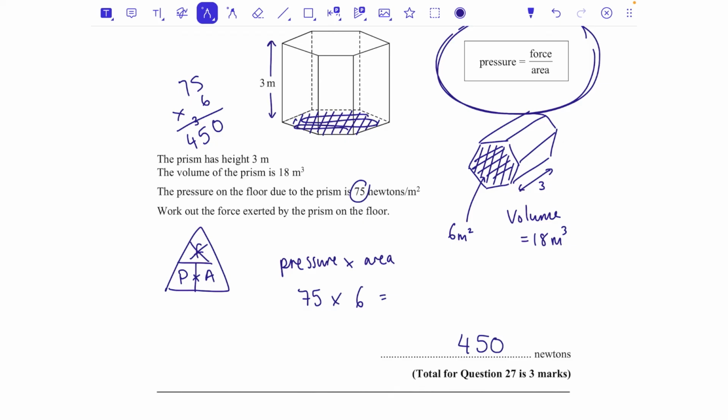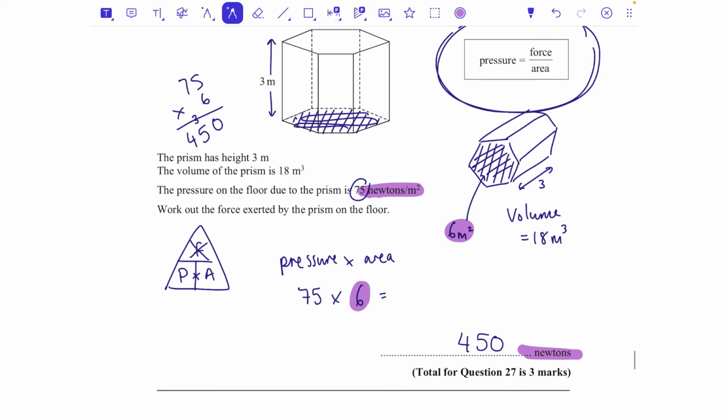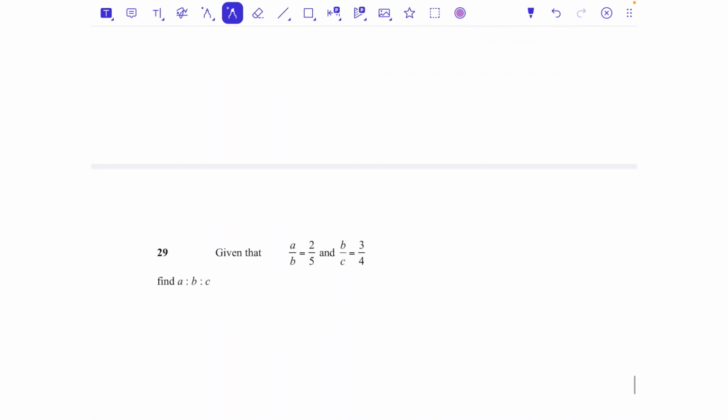Always be really wary about the units for these questions. So the pressure was in newtons per metre squared, our area was in metres squared, and our force was in newtons. So everything matched up, and that's what we want to see. If it didn't, you might need to do some conversions to be able to get the right answer.